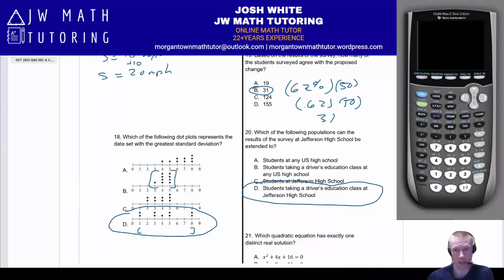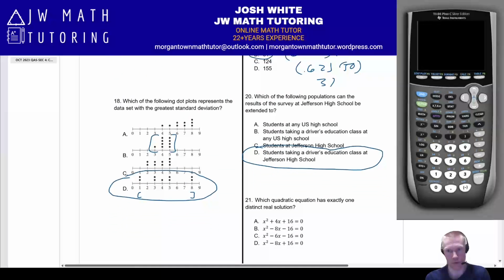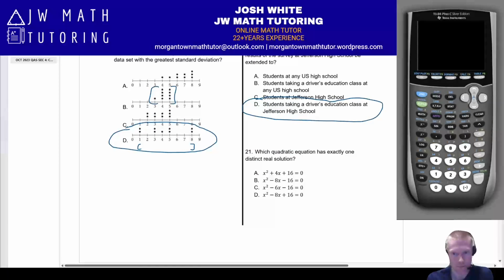You cannot generalize it to any high school because this was only from one specific high school. You cannot generalize it to students even taking a driver's education class at any high school because I just said the survey was only from one high school. And you can't even do it to the school in general, which is answer choice C, because again, it was only done on a sample of students taking a driver education class. So that large group of 250 is the largest population you can generalize the survey to.